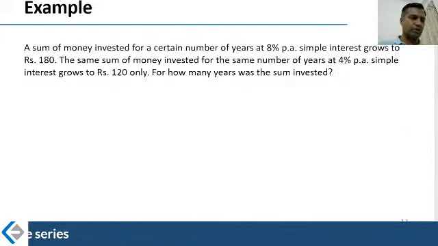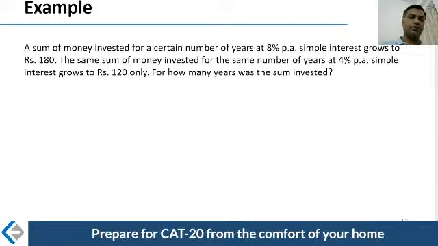Okay, let's take another question here. Similar logic applied. 30 seconds. Read it at least first.